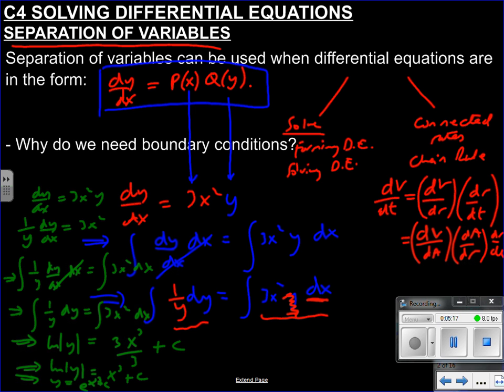Why do I need boundary conditions, and what do boundary conditions mean? Boundary conditions means, like in C1, when you're trying to find a particular solution. Can you see what we found here? I'll write it up here again. So y equals e to the x cubed plus c. Because I've got that plus c in there, that's a constant, isn't it?